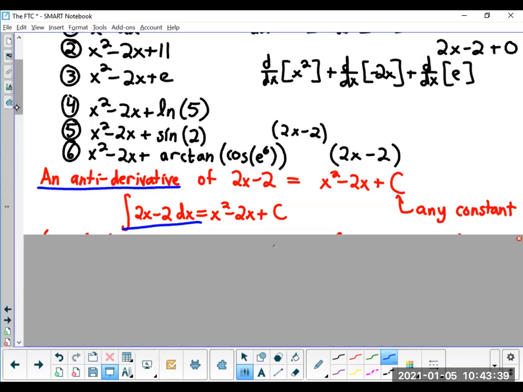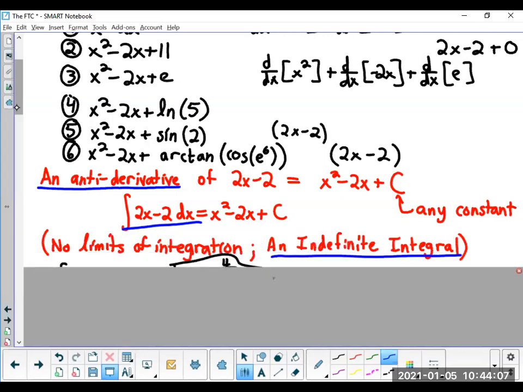Notation. We have the integral symbol dx with 2x minus 2 inside. We'd say this is equal to x squared minus 2x plus c. C is any constant. Okay, think of it as a placeholder. It's our observation to somebody looking at our work to say, there is a constant here. I don't have enough information to determine it. Okay, that's what the C is.